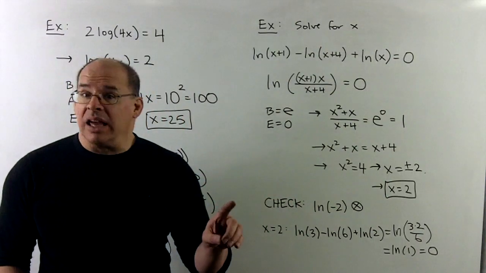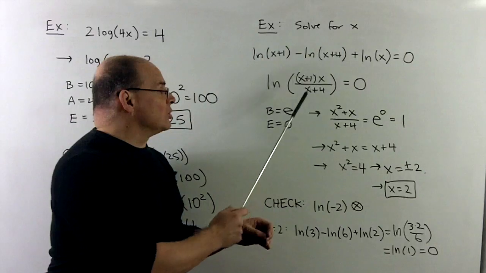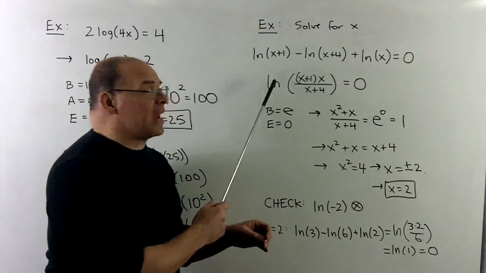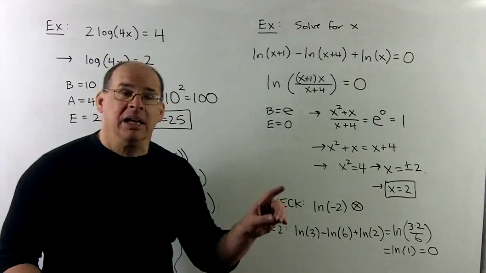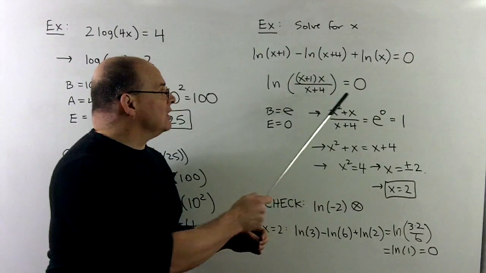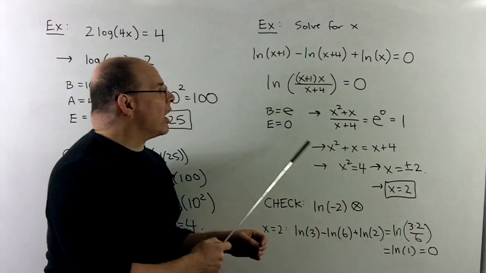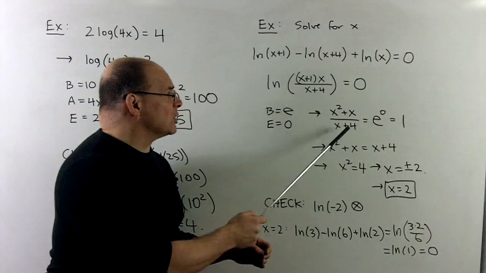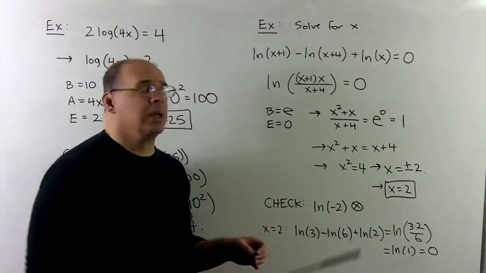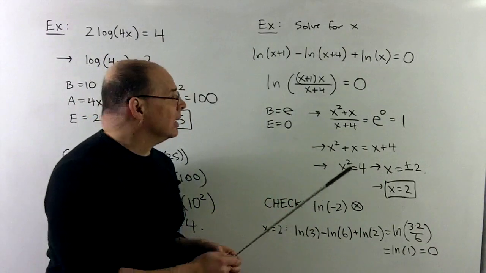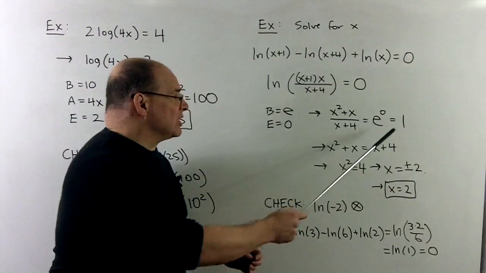The log is isolated, so we could just use our dictionary to translate. Note, natural log, the base is e. The exponent is 0 here, so when we rewrite, I have (x squared plus x) over (x plus 4) equals e to the 0, which is a 1.